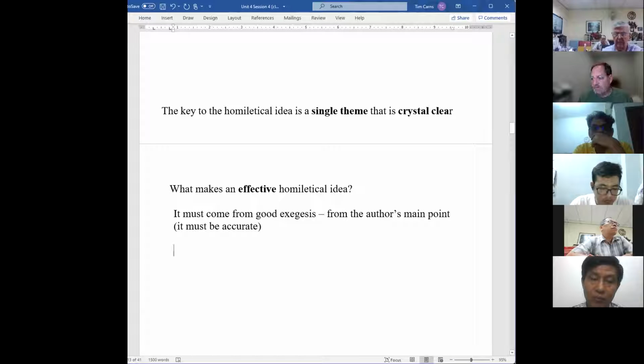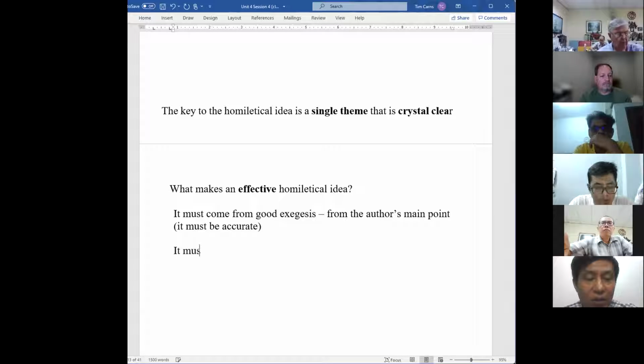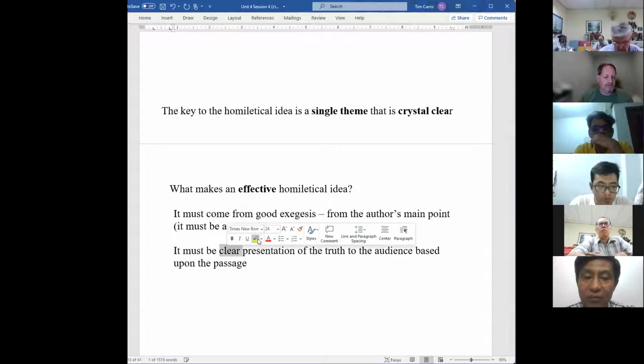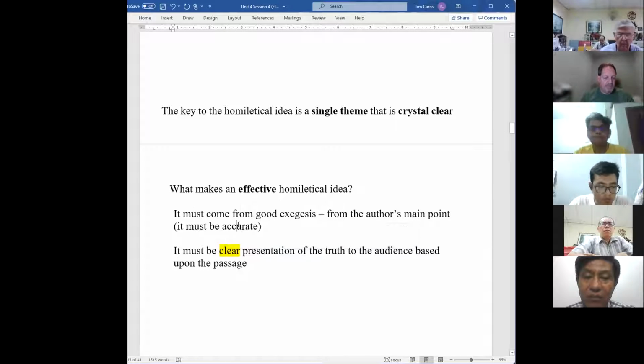Okay, good. What else makes for an effective homiletical idea? A clear presentation of the truth to the audience according to the passage. Okay, good. And the key word there is clear. All right, it must be clear. So it must be accurate. It must rightly reflect what the author is saying, but it also needs to be clear.